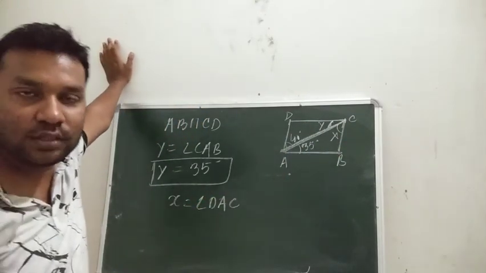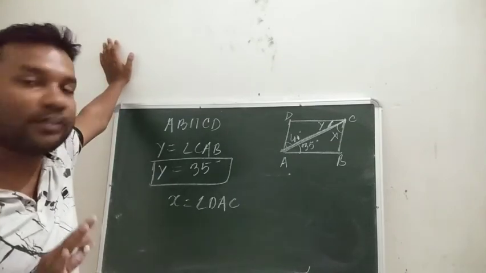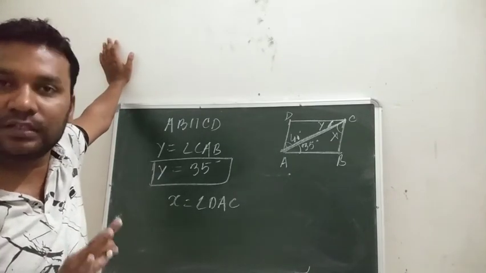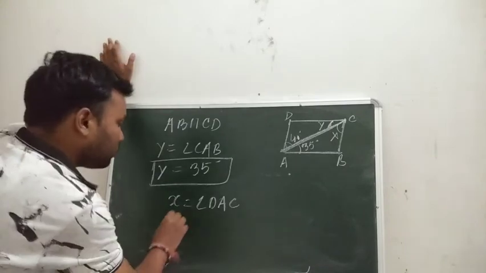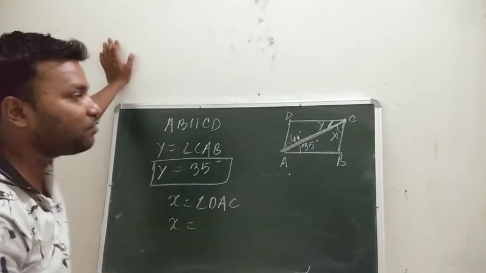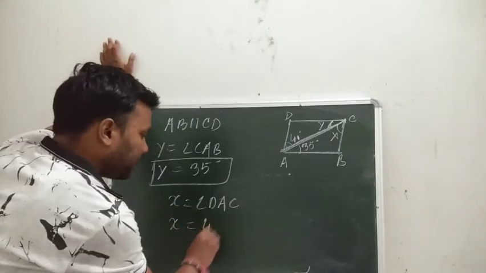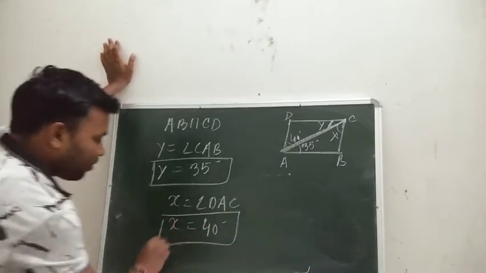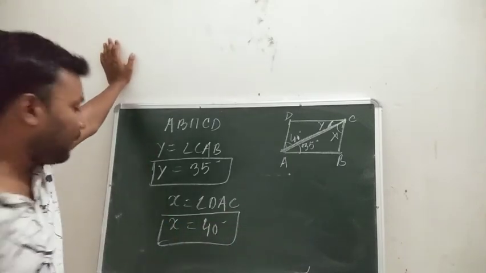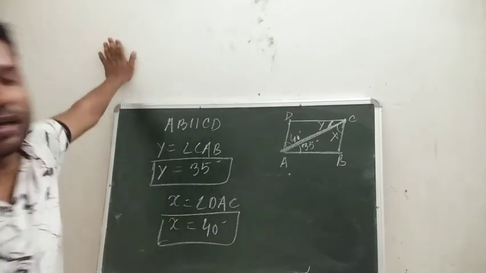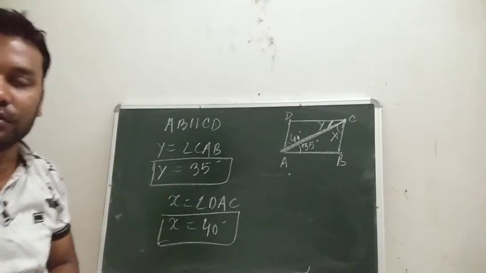This is a pair of alternate interior angles, and the pair of alternate interior angles between two parallel lines is always equal. So now we will put the value of angle DAC, which is equal to 40 degrees. Thus we got the values of X and Y in this question. Now let's move on to the next question.